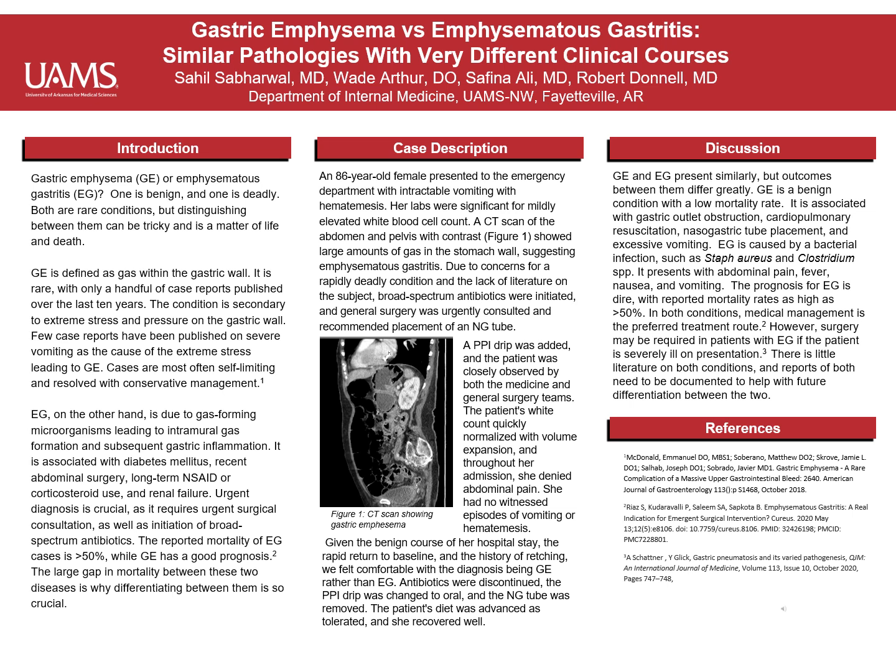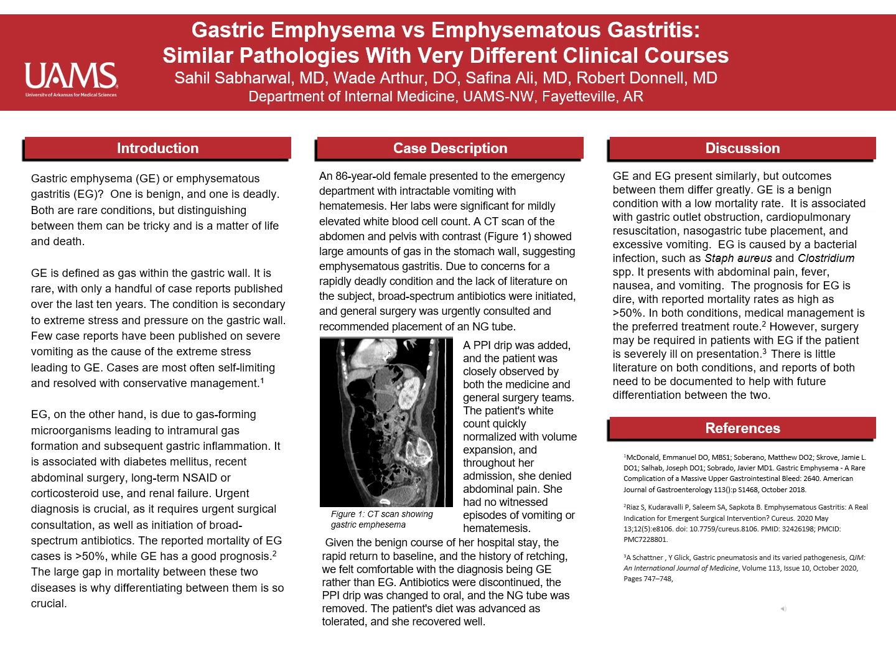So we have an 86-year-old woman who presented to the ED with intractable bloody emesis. Her labs were significant for a mildly elevated white count, and CT scan of the abdomen and pelvis showed large amounts of gas in the stomach wall, which can be seen here in figure 1. Our initial concerns were for emphysematous gastritis.